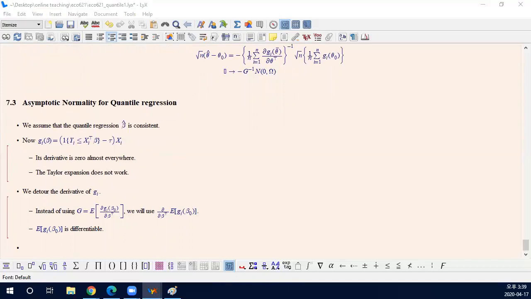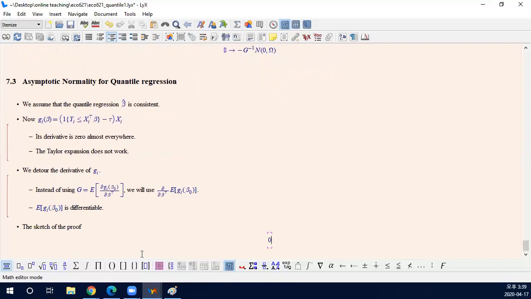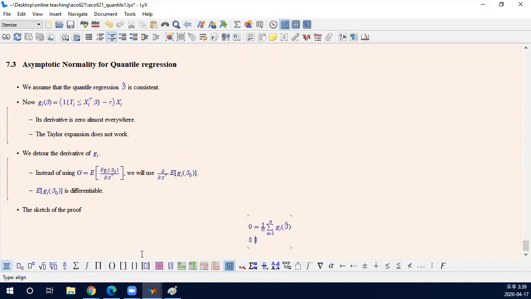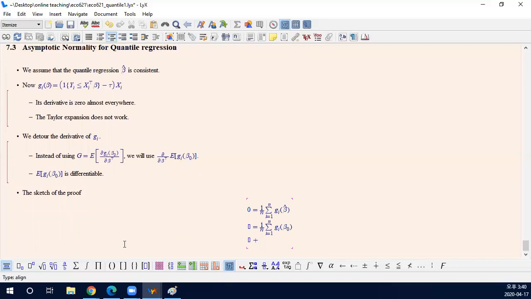Then the sketch of the proof goes like this. The starting point is the same. We start from the first order condition, but we are going to change it a little bit. Up to this point it is quite similar. We want to approximate this first order condition at beta hat around beta zero. That's the same, but instead of Taylor expansion, we are going to use some different approaches. Observe this.